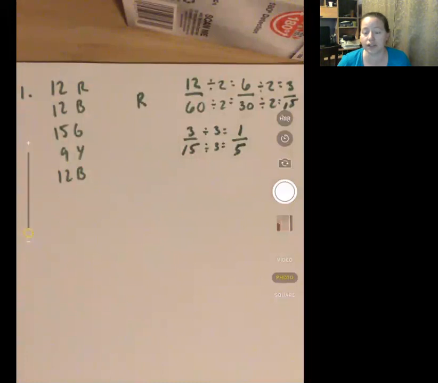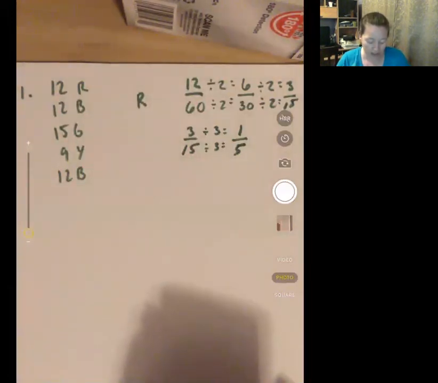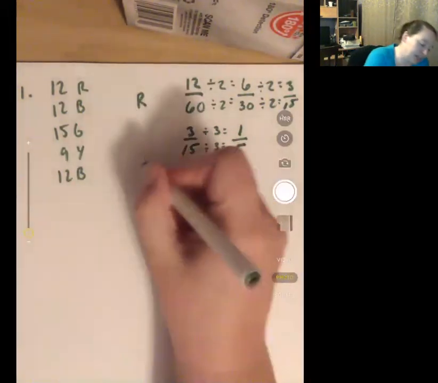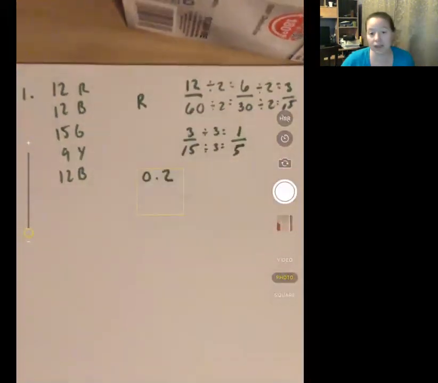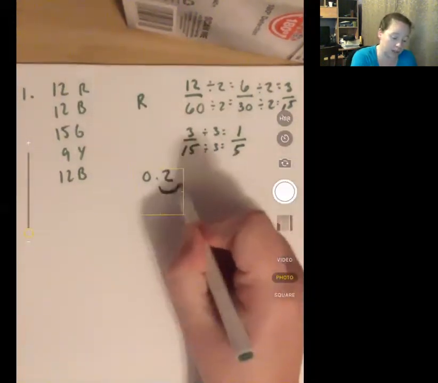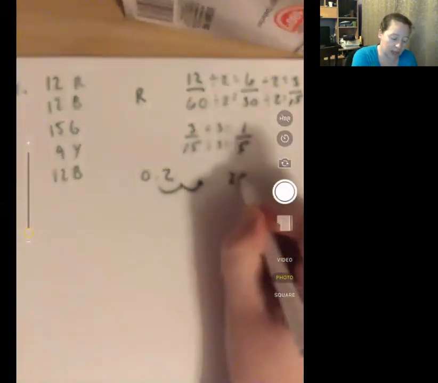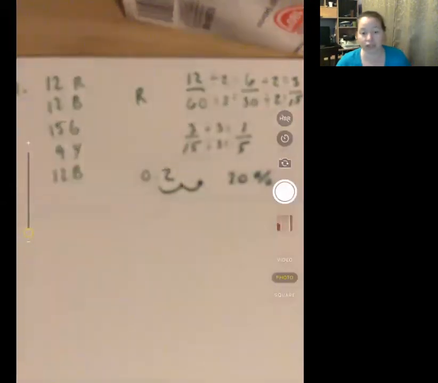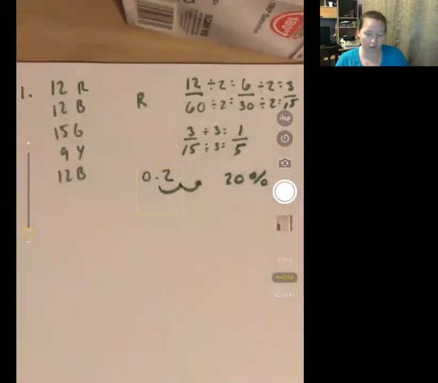Now the way that I turn that into a decimal is I go 1 divided by 5, literally. And it tells me 0.2. That is my decimal. The way I change that into a percent is I move the decimal point 1, 2 times, and it becomes 20%. So I have 1/5, 2/10, and 20%.